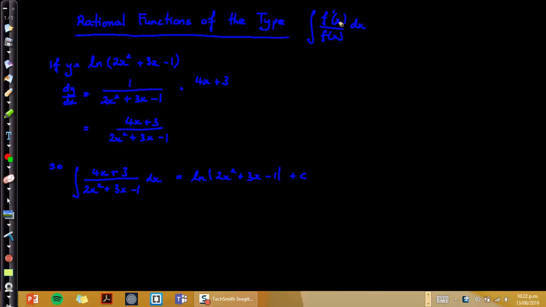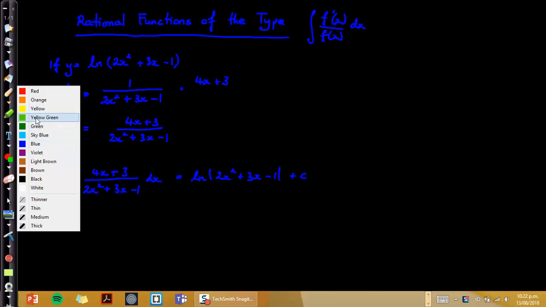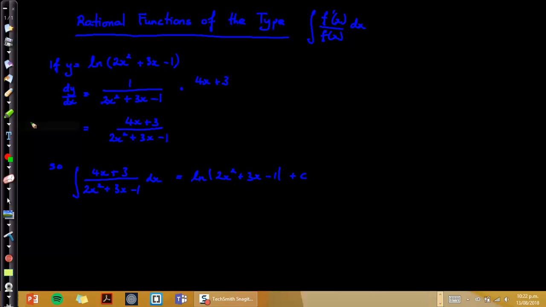But we've got the derivative of this bottom function sitting on top. An example of that would be something like this one down here. So we're talking here about this kind of situation. We've got a function 2x squared plus 3x minus 1 on the bottom of this rational function, and if you derive that you get 4x plus 3. So the integral is equal to this natural log function here.